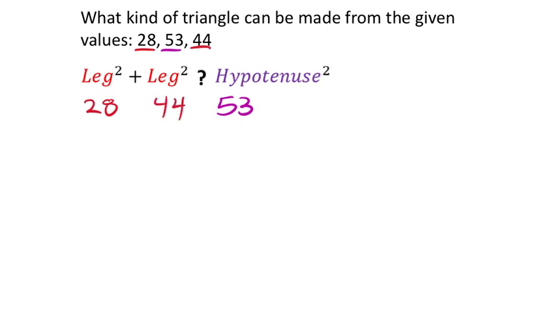Now again, I can't really compare these, so I can put a question mark there in the middle. So we've got 28 to the power of 2 plus 44 to the power of 2, and we don't know how that's going to compare with 53 to the power of 2. But my calculator is going to help me with this. So I've got 28 squared, which is showing as 784. I've got 44 squared, which is 1,936. And then finally 53 squared, which is showing as 2,809.